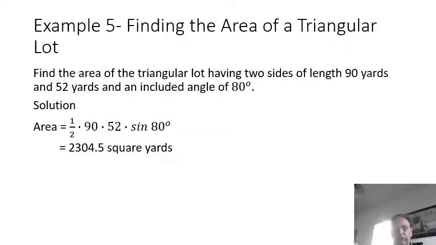So example 5, find the area of a triangular lot. Find the area of the triangular lot having two sides of length 90 yards and 52 yards and an included angle of 80 degrees. So the area is 1 over 2 times 90 times 52 times sine 80 degrees. Put it on the calculator, and you should be able to get 2304.5 square yards.